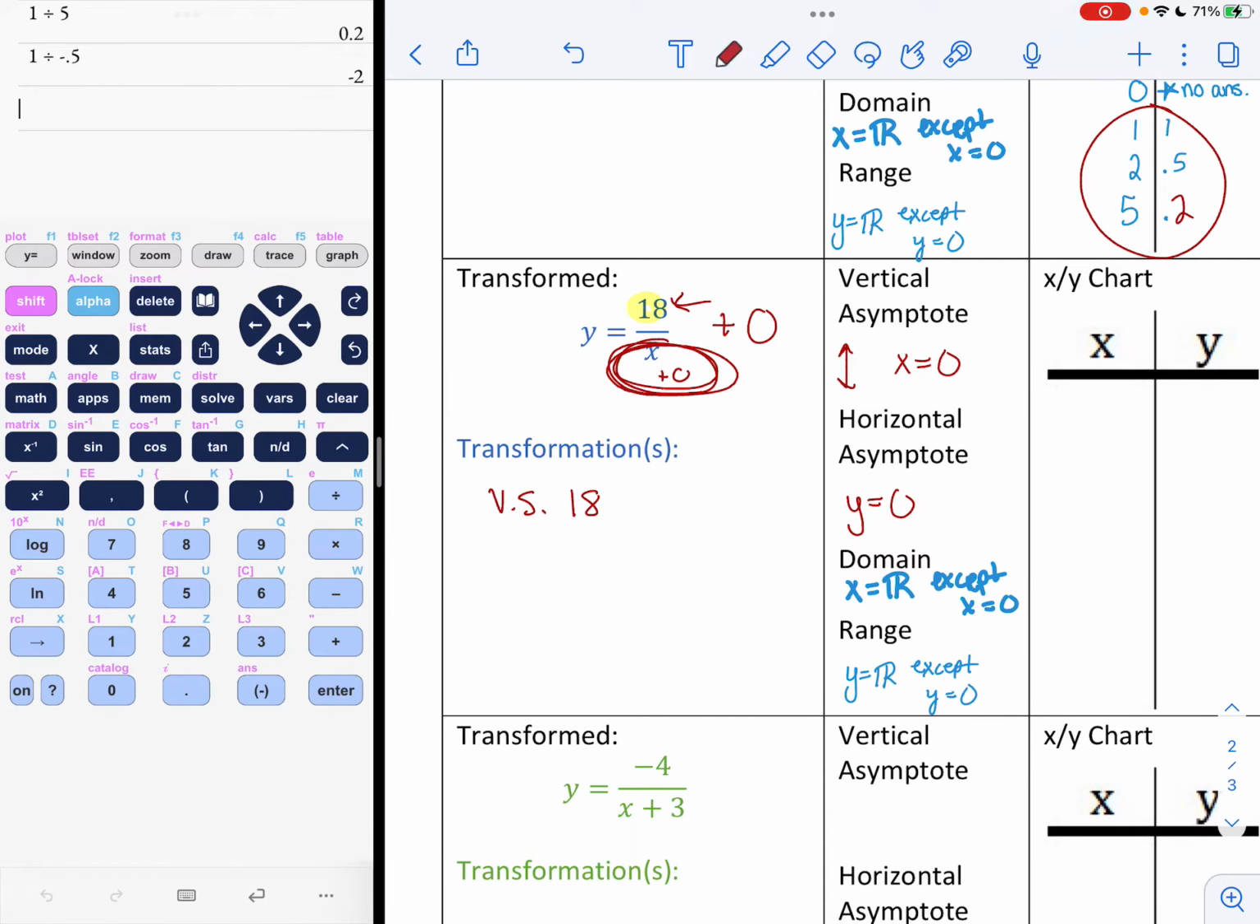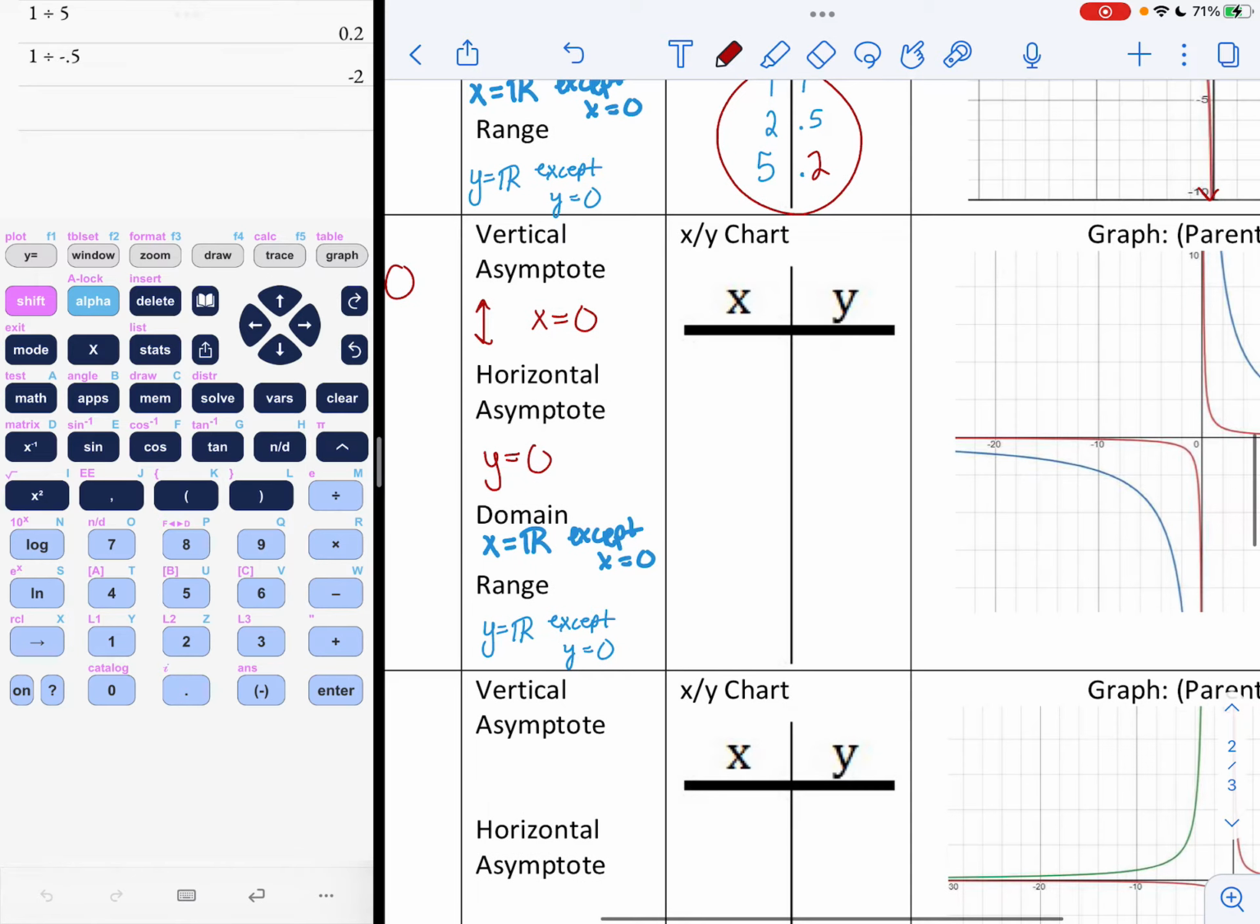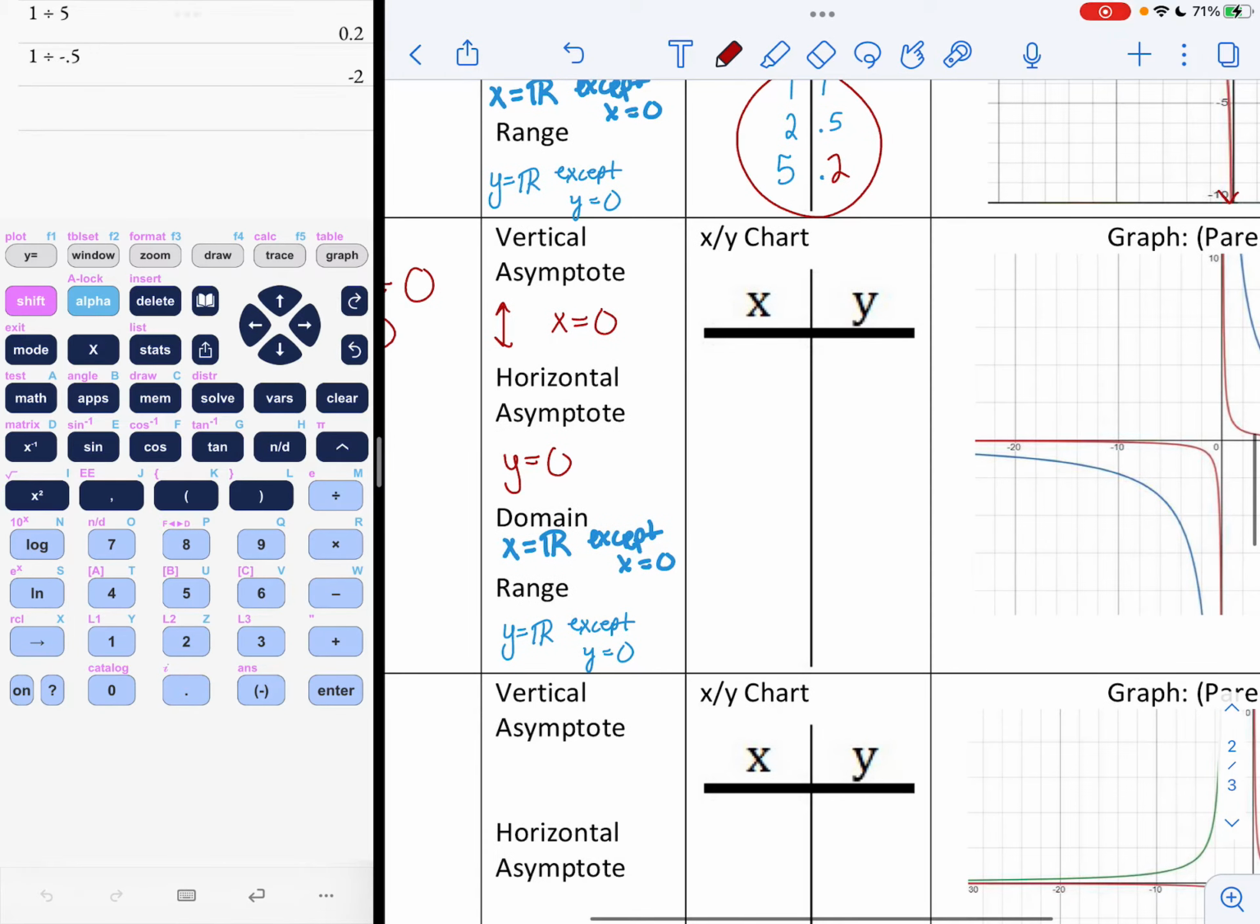Now, the XY chart, maybe again, you want to see how it behaves in this particular graph. So we're going to put our vertical asymptote, that middle value of 0, in here. And sure, we can pick -1 and -2. And maybe we even want to pick negative 0.5 to see how it behaves. And maybe +1 and +2, and maybe positive 0.5 and see how it behaves. Just remember, our new equation is 18 divided by x.